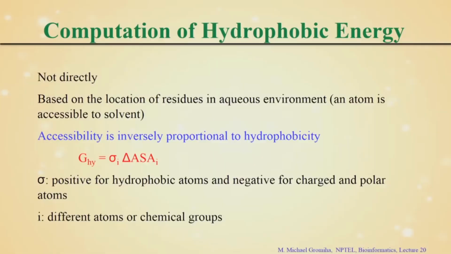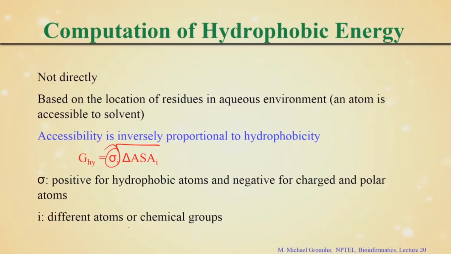So, we know that accessibility is inversely proportional to hydrophobicity. So, we can write G hydrophobic, the hydrophobic free energy, which is proportional to delta ASA times sigma i. These sigma i are the atomic solvation parameters, which describe how different groups of atoms like carbon, hydrogen, nitrogen or oxygen behave in the protein environment. You can see different chemical groups, and the parameter is positive for hydrophobic atoms and negative for charged and polar atoms, because of the inverse relationship between hydrophobicity and accessible surface area.